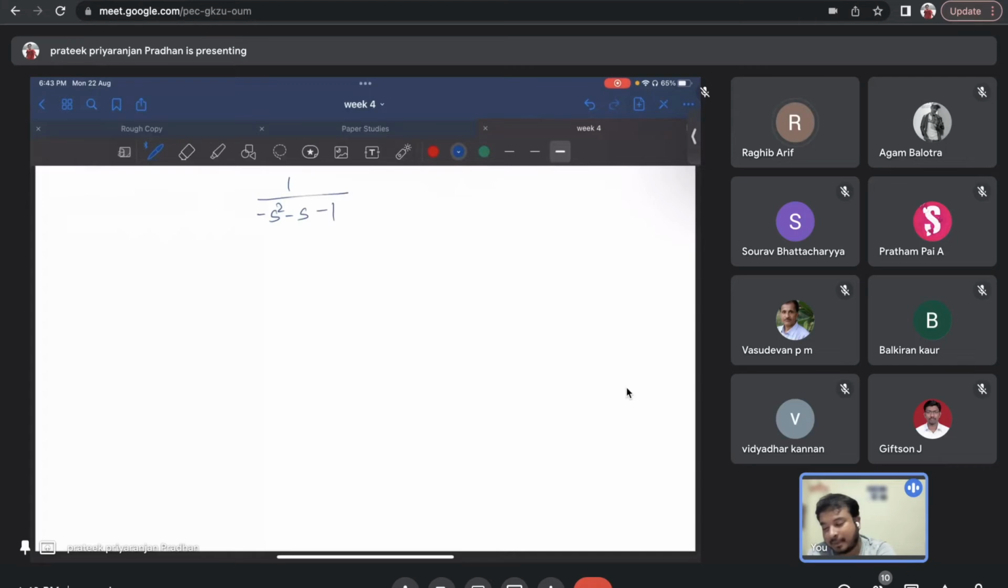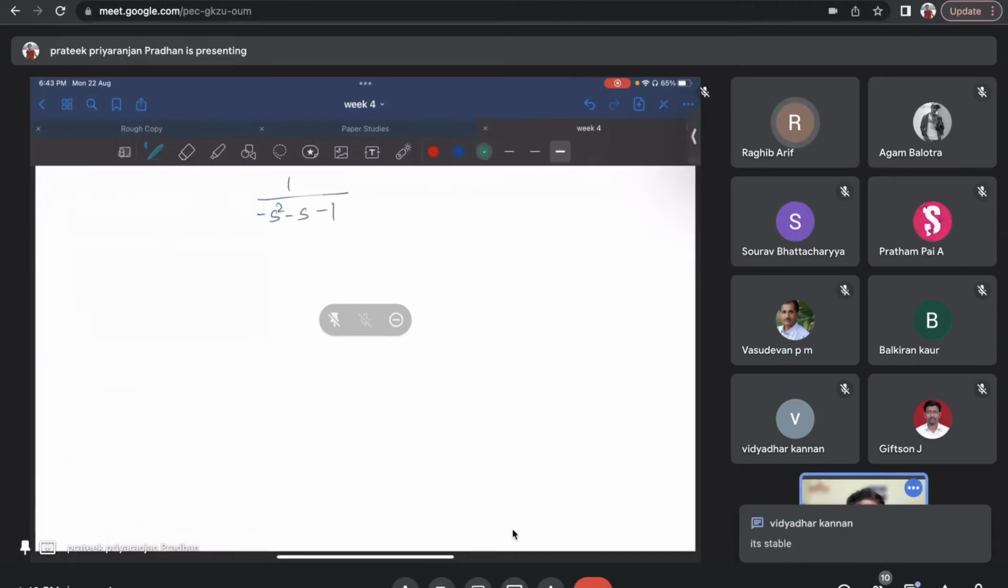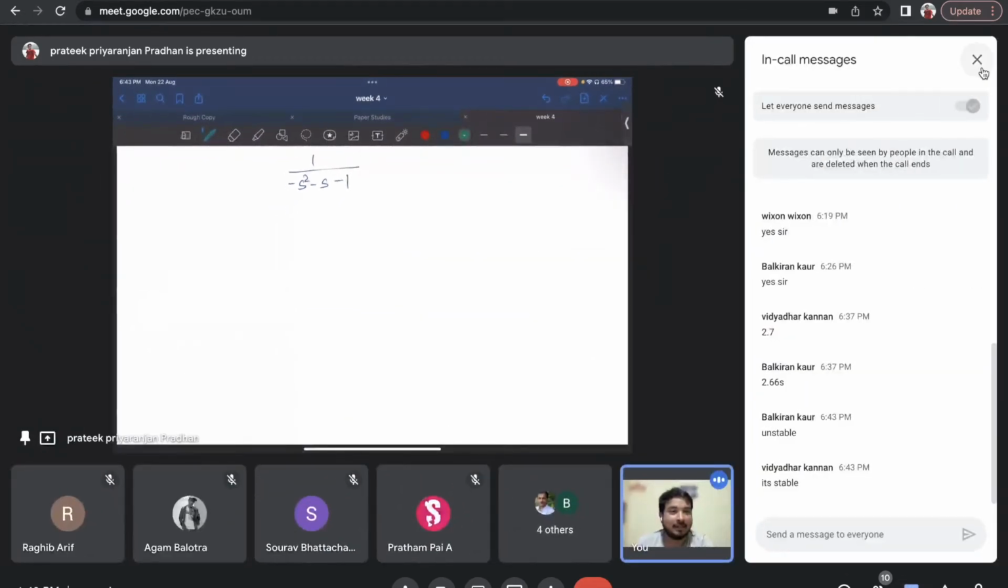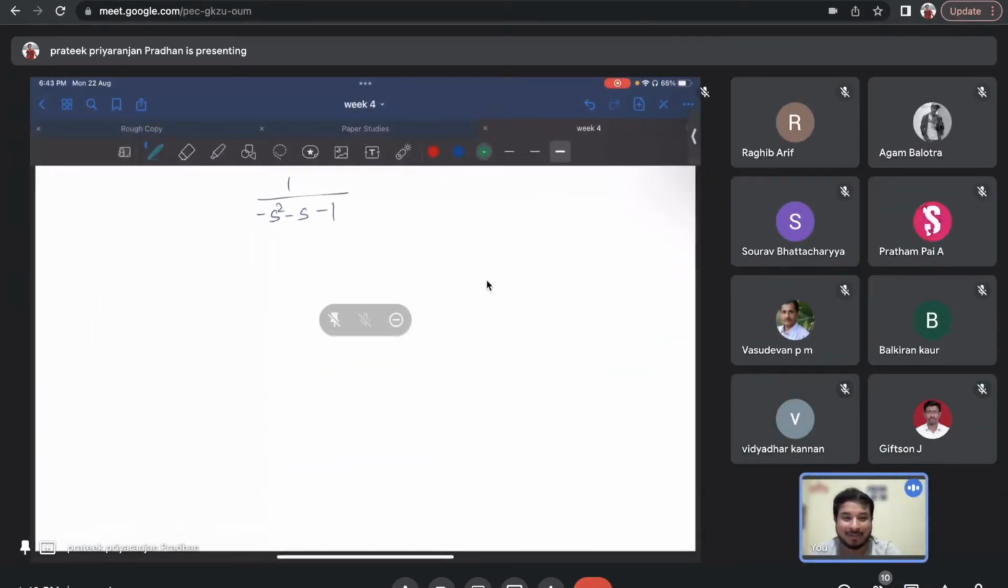Okay, but the trick is, Balkiran says it's unstable, and Vidyadhar says it's stable. Actually, it's the same equation, because what you always do is you equate your denominator to 0. So it's the same thing. S square plus s plus 1 is equal to 0, or minus s square minus s minus 1 is equal to 0. I just take minus 1 common.